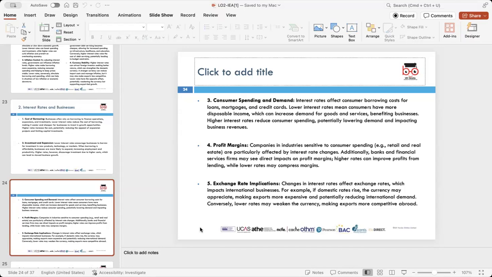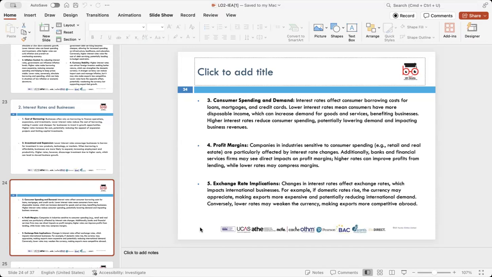Profit margin: another important factor is how interest rates affect profit margin. Industries that depend on consumer spending, such as retail, automotive, and real estate, are highly sensitive to interest rate changes. When borrowing becomes more expensive, demand for housing, cars, and luxury goods tends to decline. On the other hand, financial institutions like banks and lenders benefit from higher interest rates as they earn more from loans.